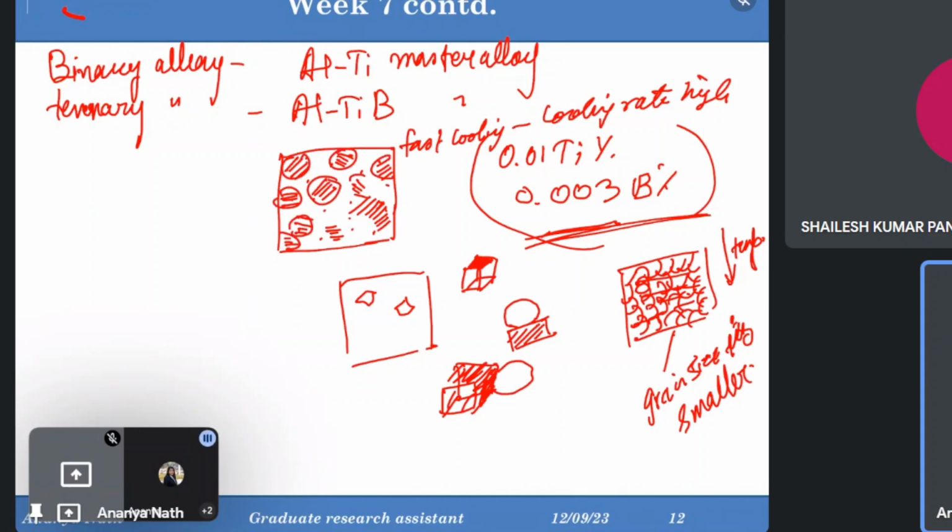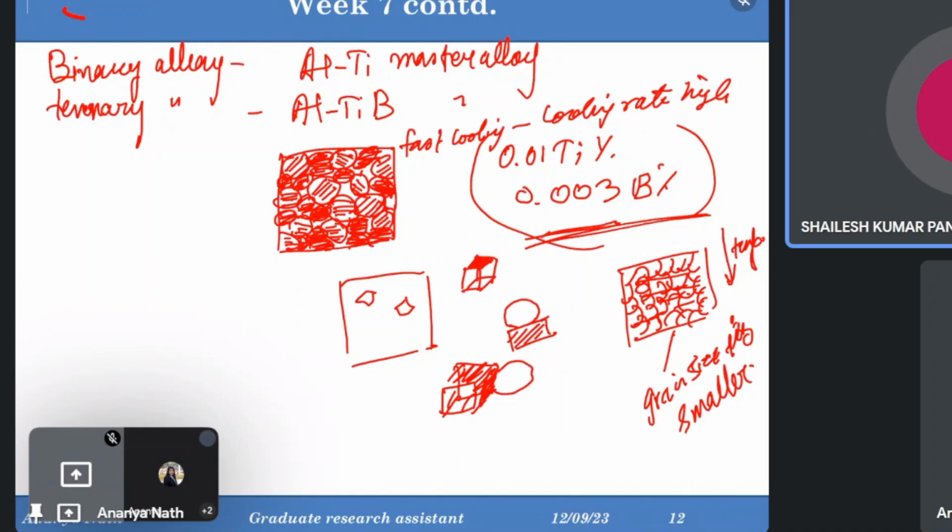The cooling rate is high, so it will be more like homogeneous nucleation. Out of nowhere, the grains will be formed everywhere without any help. They don't need to find preferential sites and then nucleate. These things are not happening. So the number of grains will be more because the grain size will be smaller. Is it fine?